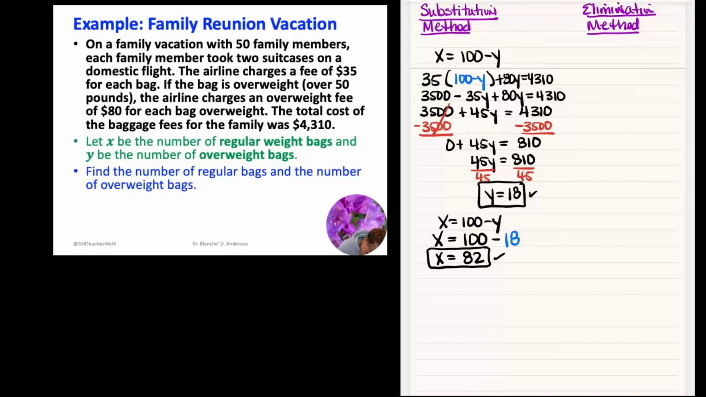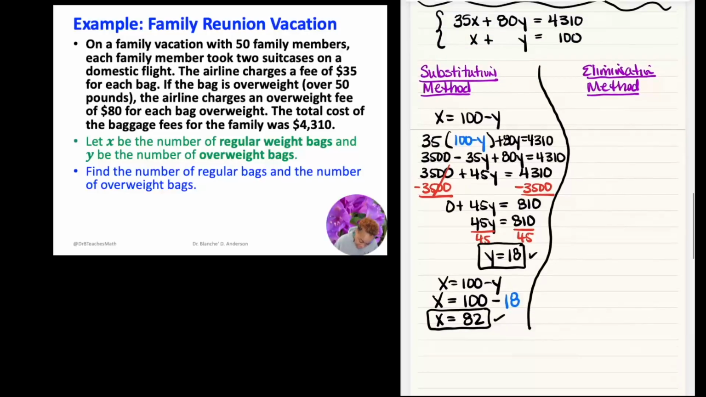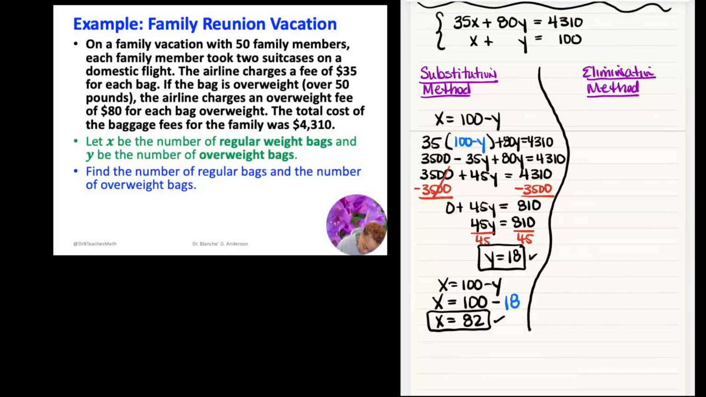All right, now let's do the elimination method, okay? I'm going to slide this off. Okay, for the elimination method, it's kind of the same thing, and I'm doing it both ways so you can see you might have a preference, okay? So here's our system. You can either get rid of the 35 or you can get rid of the 80. I guess I'll do the 80 just because, whatever, we'll just do the 80.